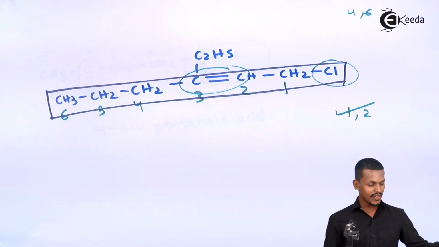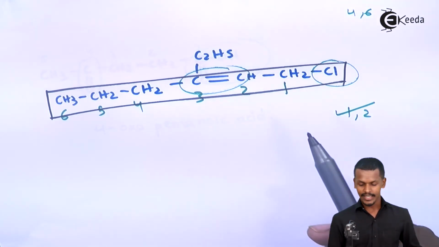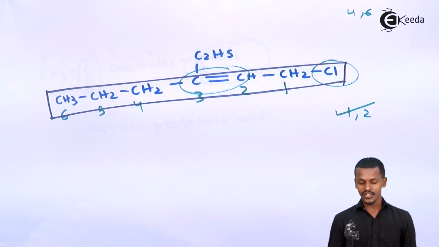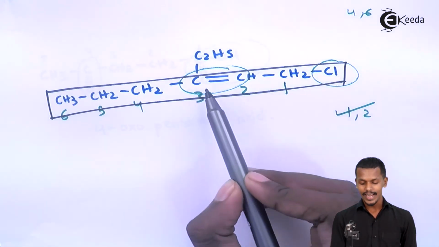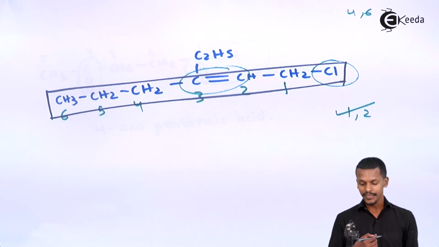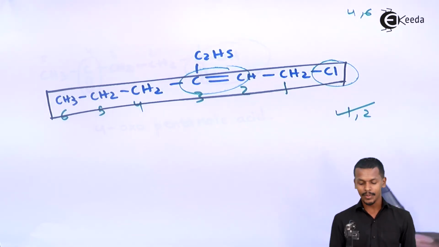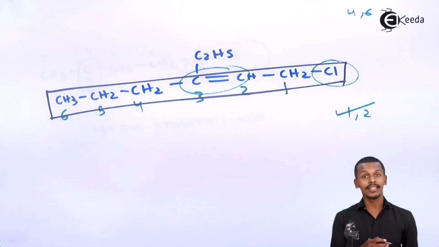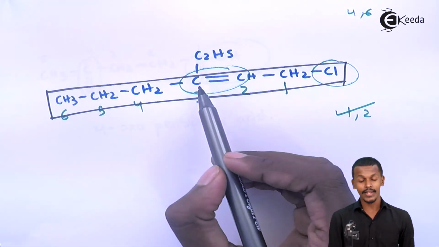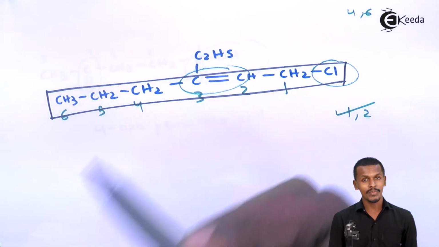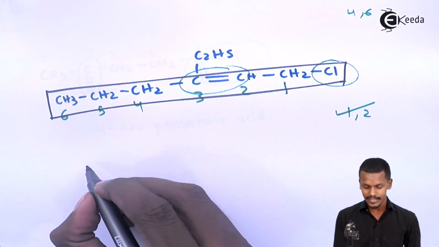So therefore, suppose we have to decide from which end the numbering should be done. The competition is between the chloro and the carbon-carbon double bond. To name it, the numbering is done, but while naming, it is preferred that the substituent should be named first. So at the third carbon atom, we can see an ethyl group attached. So we could write it as 3-ethyl.